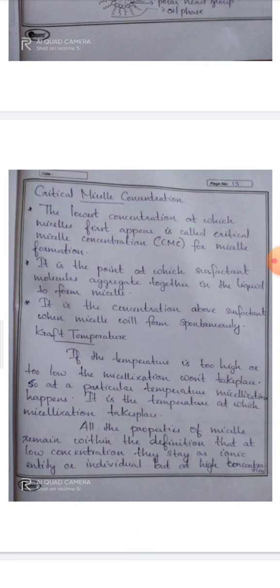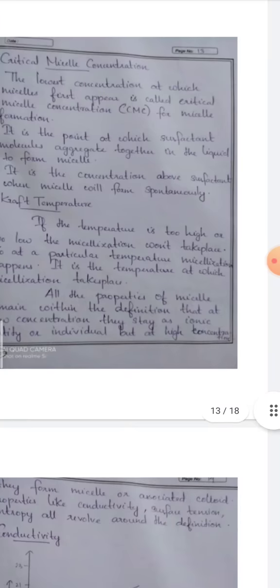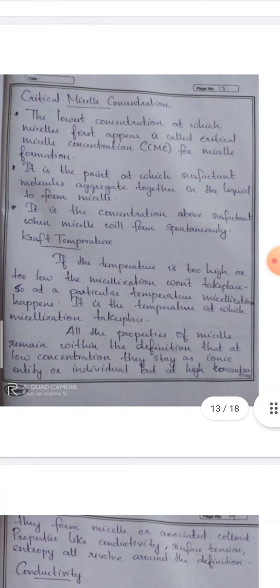Next is Kraft temperature. If the temperature is too high or too low, the micellization won't take place. That is, only at a particular temperature does micellization happen. The temperature at which micellization takes place is called the Kraft temperature.